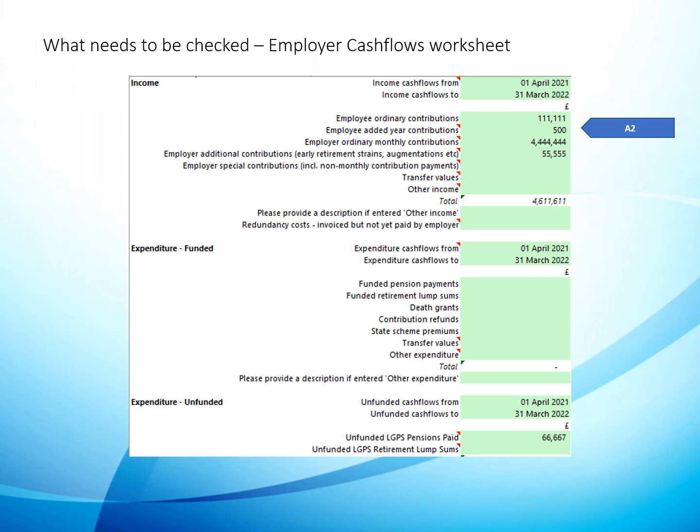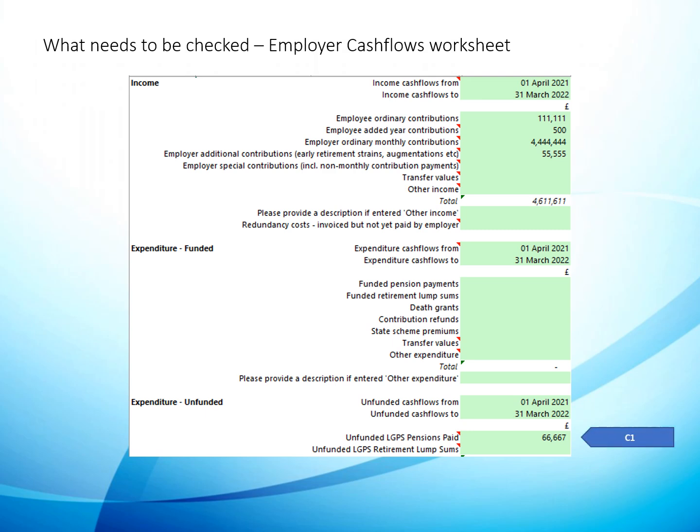Employee added years contributions. Total of any added years additional pension contributions starting pre-2014, box A2 on the PN11 form. Employer ordinary monthly contributions. The total of employers' APCs and deficit if relevant, boxes B1, B2 and D1. Employer additional contributions, early retirement strains. Total of any financial strain paid between April and March. Employer special contributions, one-off extra payment outside of the monthly contributions breakdown.